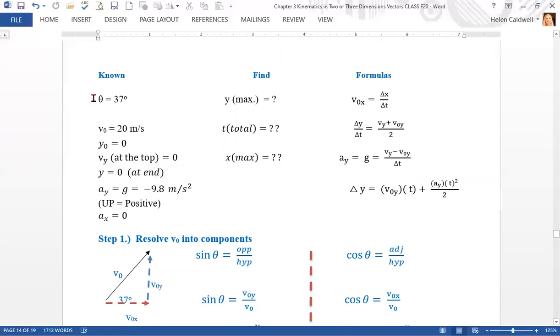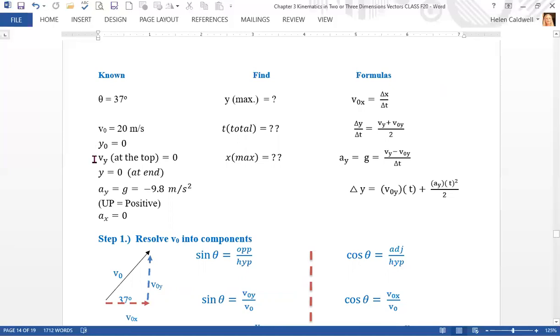We know that our angle is 37 degrees. They told us that in the problem. We know that V0 is 20 meters per second. They told us that in the problem. They did not give us an initial height, so we are going to assume 0. I know most people don't throw things at ground level, but because they didn't give us an initial height, we'll have to make it 0.